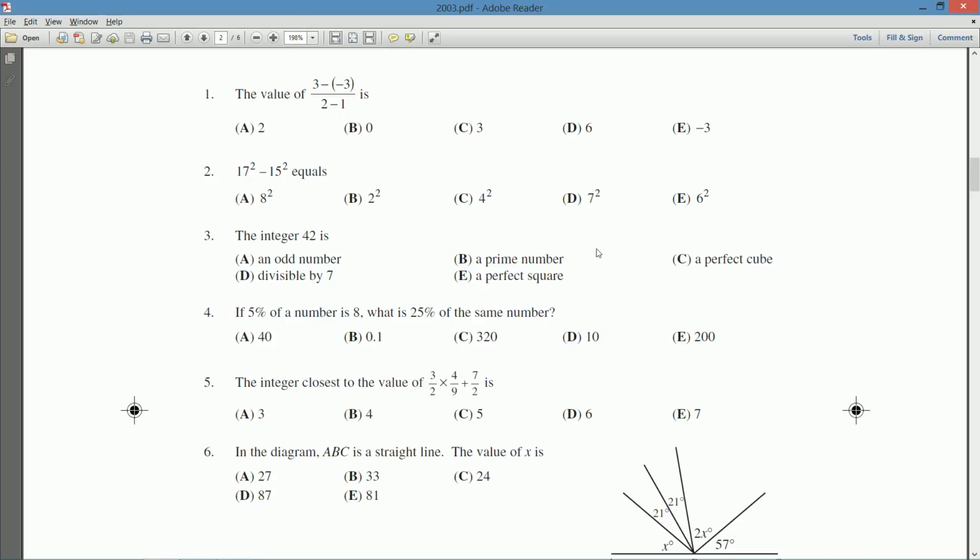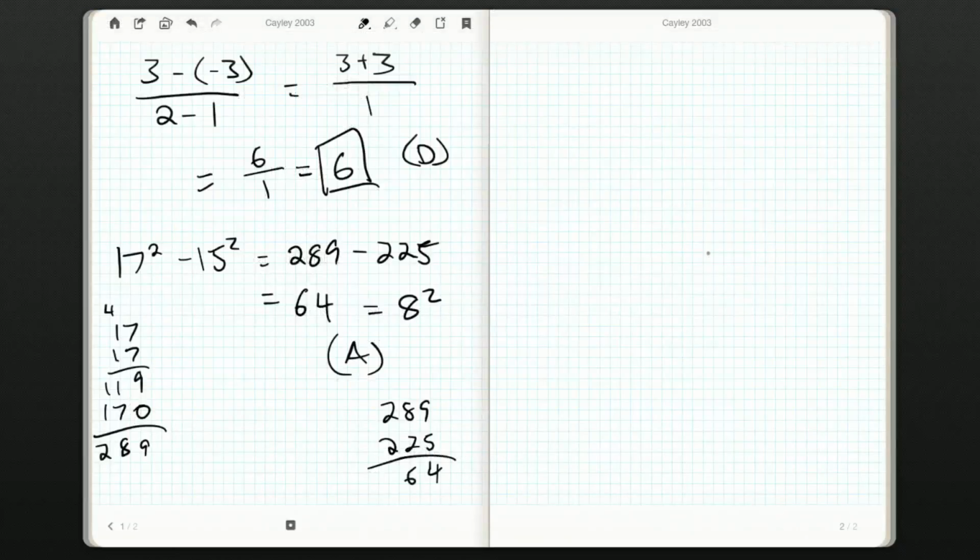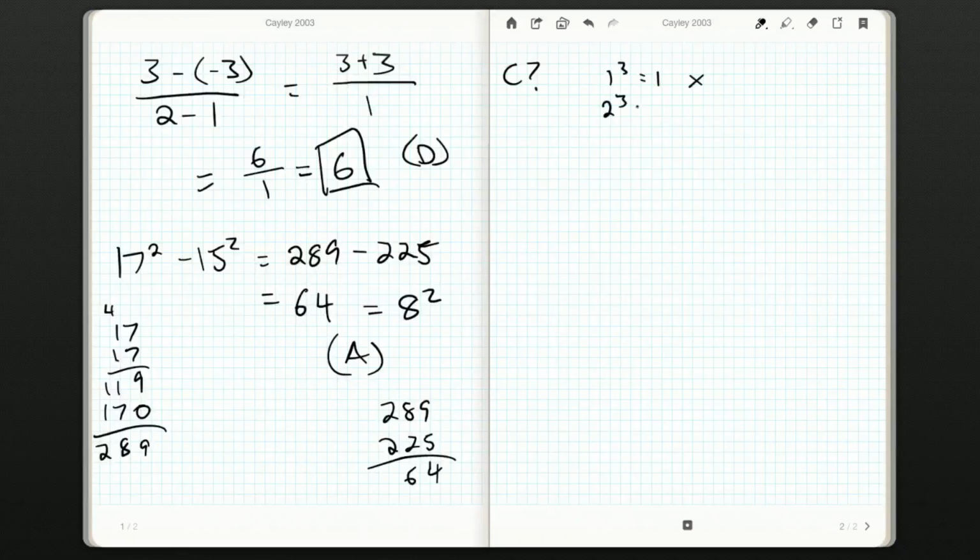Now, if you didn't have a calculator, you could still do A and B, but for a perfect cube, well, it's hard to do a cube root. So if we were having troubles with this, we could always say, well, 42 isn't that big a number, so is it 1 cubed? No. Is it 2 cubed? No. Is it 3 cubed? And remember what cubes are. They're 3 times 3 times 3.